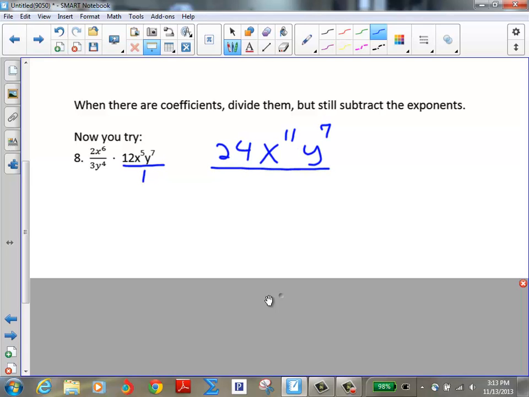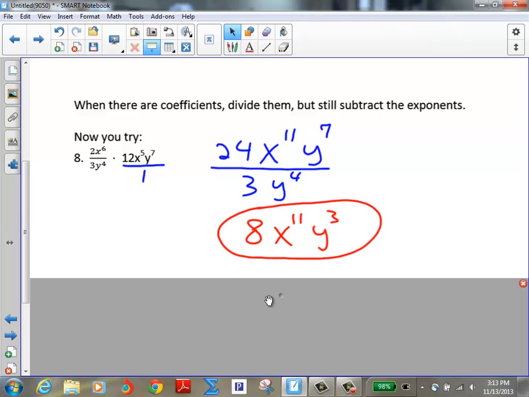And on the bottom, we multiply 3y to the fourth times 1, which is just 3y to the fourth. Now we can go ahead and take care of 24 divided by 3 is 8. x to the 11th doesn't have a like term. y to the seventh divided by y to the fourth is y to the third power. If you got that one right, give yourself a second pat on the back.